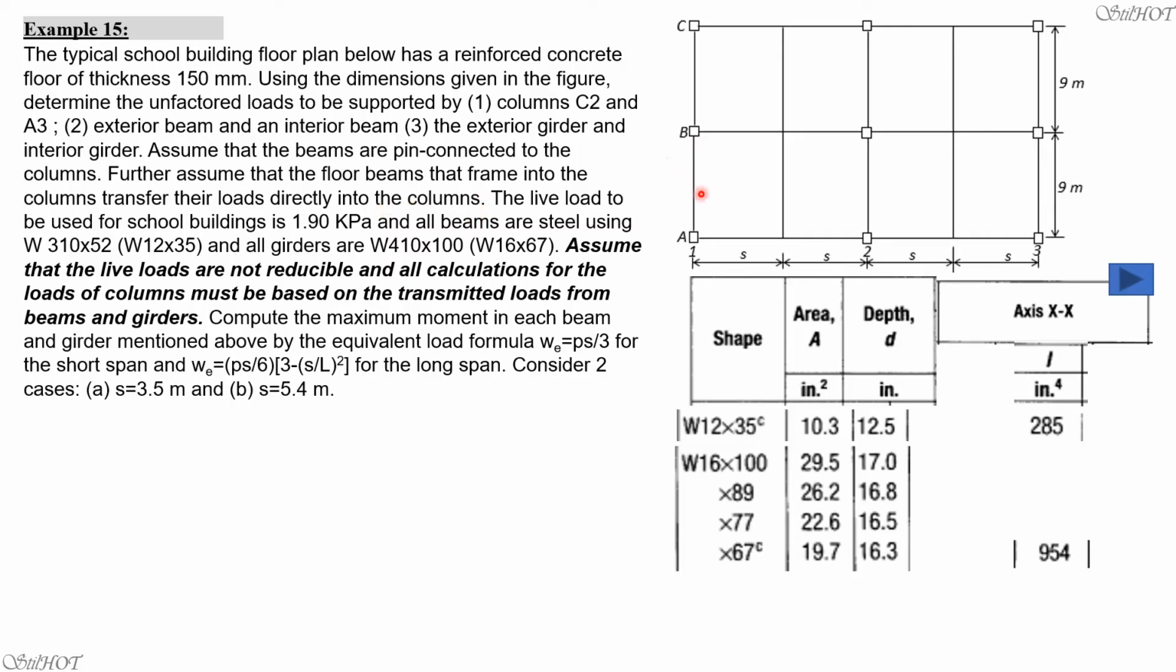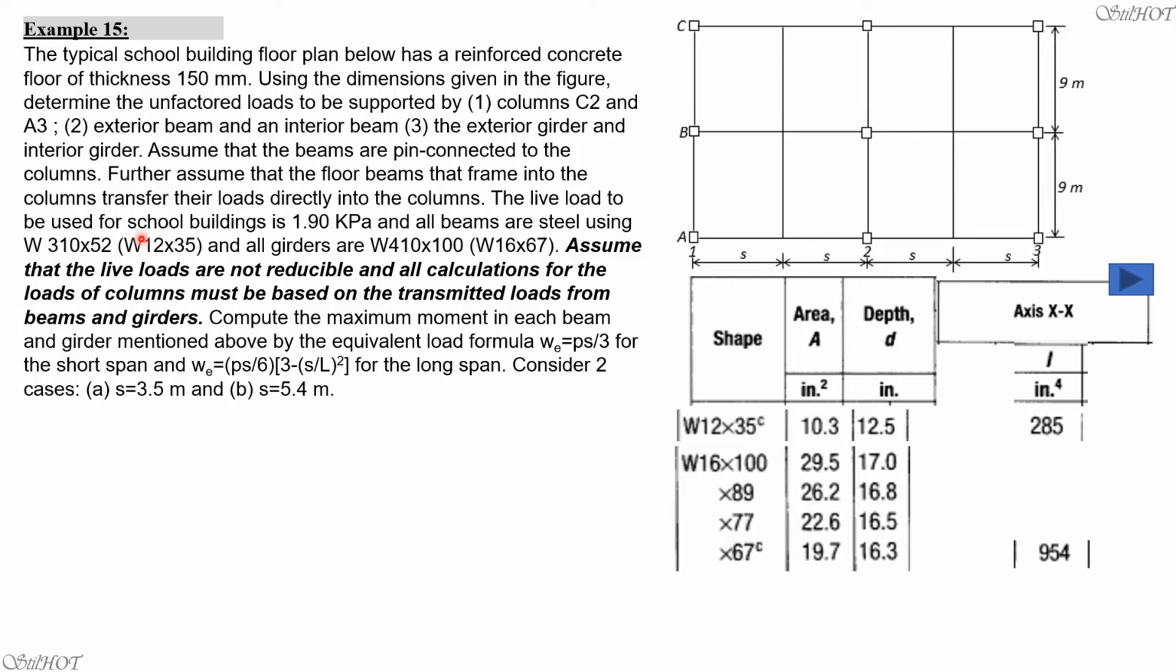So for instance, these beams are framed into the column, so the reaction at the ends of these exterior beams will be directly transmitted to the column. Whereas these two interior beams here are framed into the girder. So therefore, the loads are transmitted to the girder first before the reaction will be transmitted to the columns.